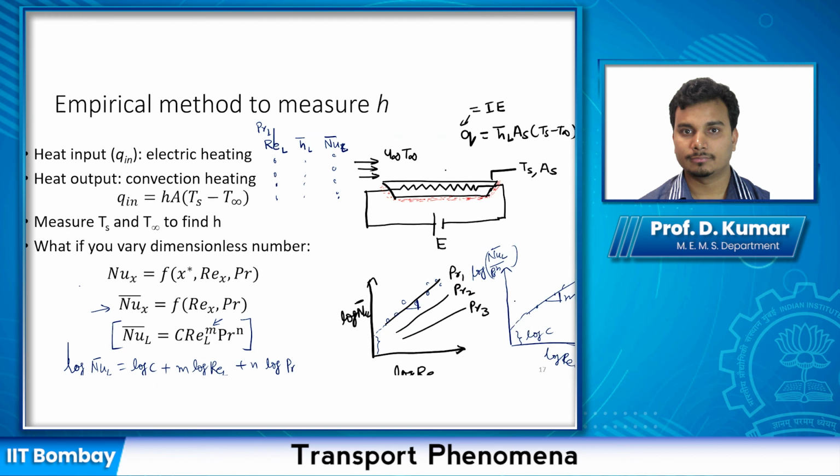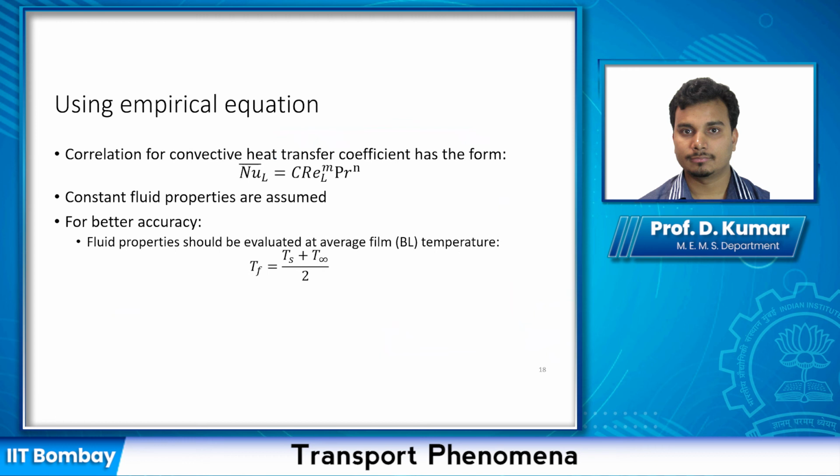Okay, so this is how you will typically go about measuring the convection heat transfer coefficient, actually presenting it in the form of this Nusselt number correlation. So most of the correlations that you will see from now on will be given in terms of Nusselt number. Okay, so the empirical equations will be of this form.